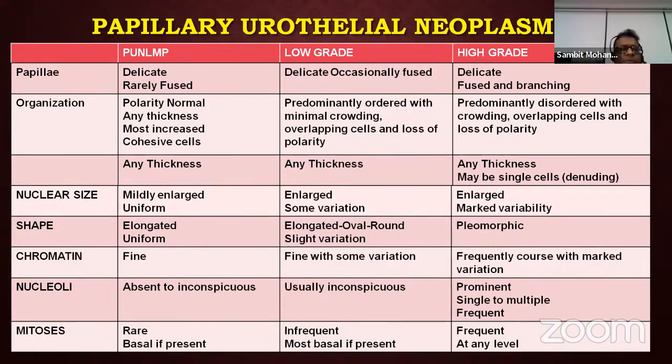The chromatin is usually very fine in PUNLMP and they look alike. You see some clumping to fine chromatin in low-grade tumor. Nucleoli are usually not visible in PUNLMP. Actually, none of the PUNLMP cases reported till date have nucleoli. Once I see nucleoli, it is not PUNLMP. I am at a low grade at least. And mitoses are not present.